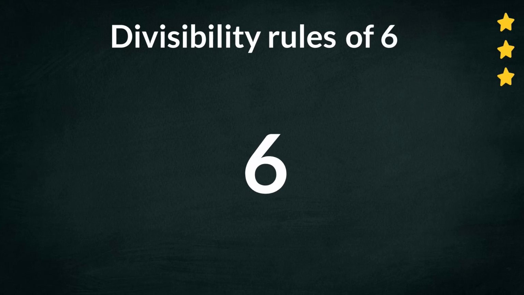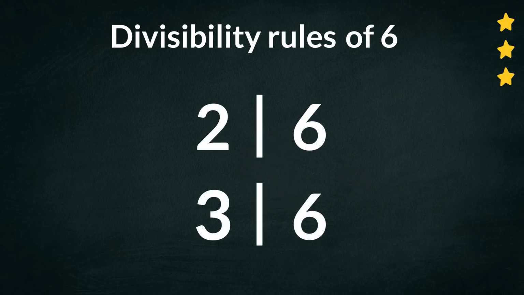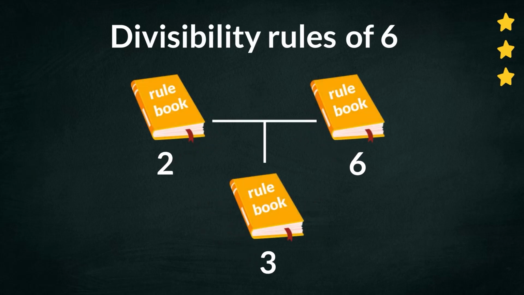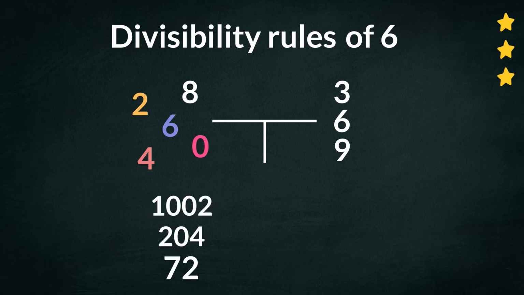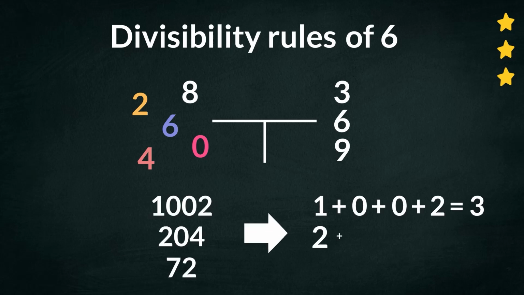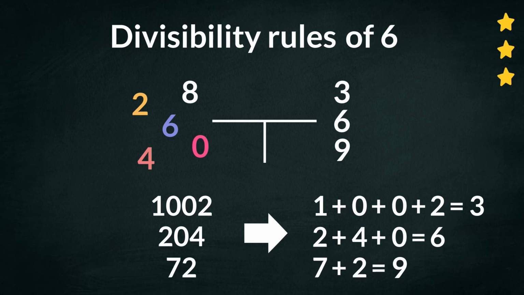All right, the next number seems to be a challenging one, but it is unbelievably easy. Take a look at 6 and think about how 6 is divisible by both 2 and 3. So we just need to combine the rules of 2 and 3. Since an even number is divisible by 2, and the rule of 3 requires the sum of all digits in a number to equal 3, 6, or 9, that means to follow the divisibility rule of 6, we need an even number with the sum of all of its digits equaling 3, 6, or 9.